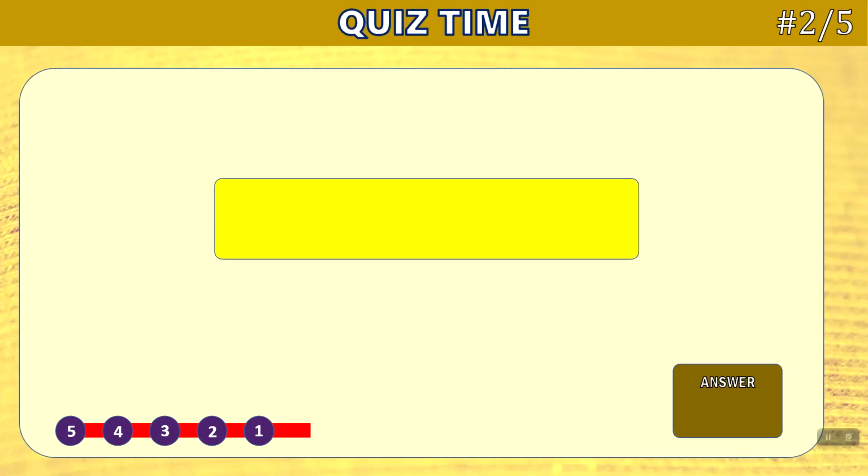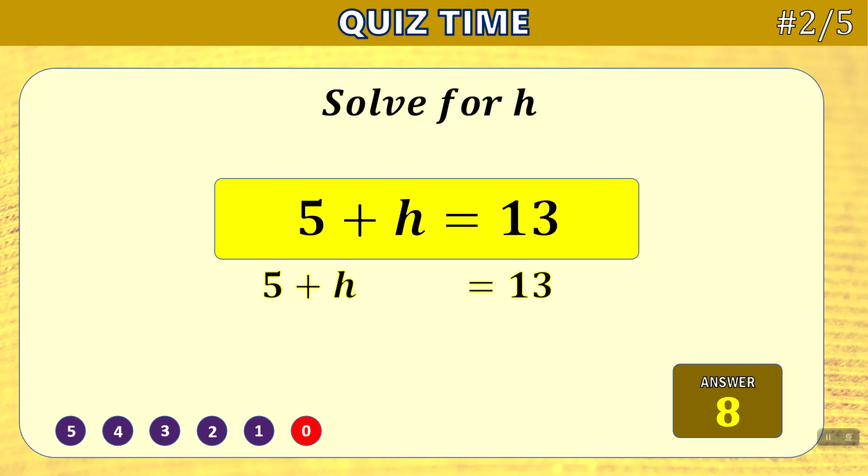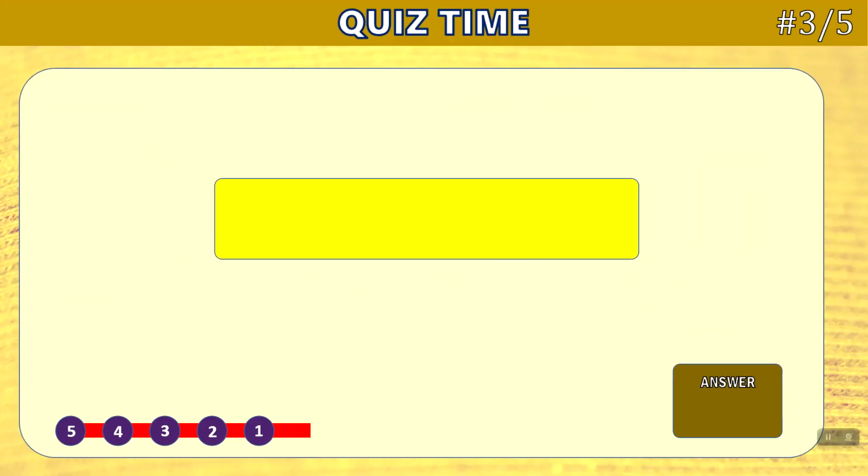Question 2. Solve for h. Time's up. The answer is 8. How did we get that? 5 plus h equals 13. We need to get rid of the 5, and so we subtract 5 from both sides, leaving us with h equals 8.